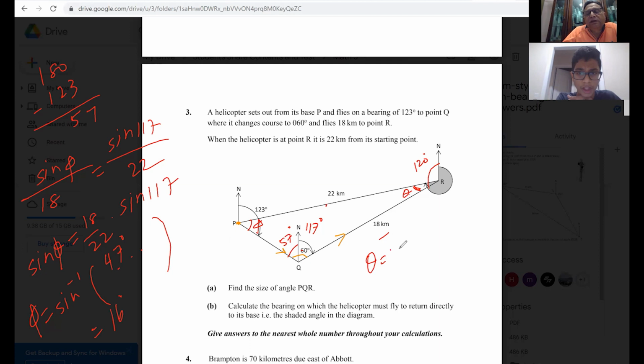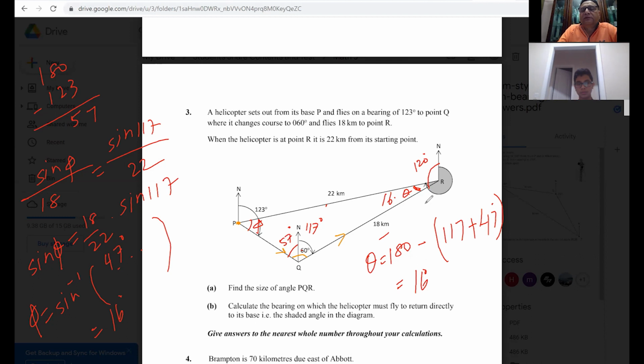Then it is 180 minus 117 plus 16 degrees. No, it's 47. Yeah, it's right. 47 degrees. So that gives you how much? You get 16 for angle theta. Okay, so if you know this is 16 degrees, you can now calculate the whole thing, correct?